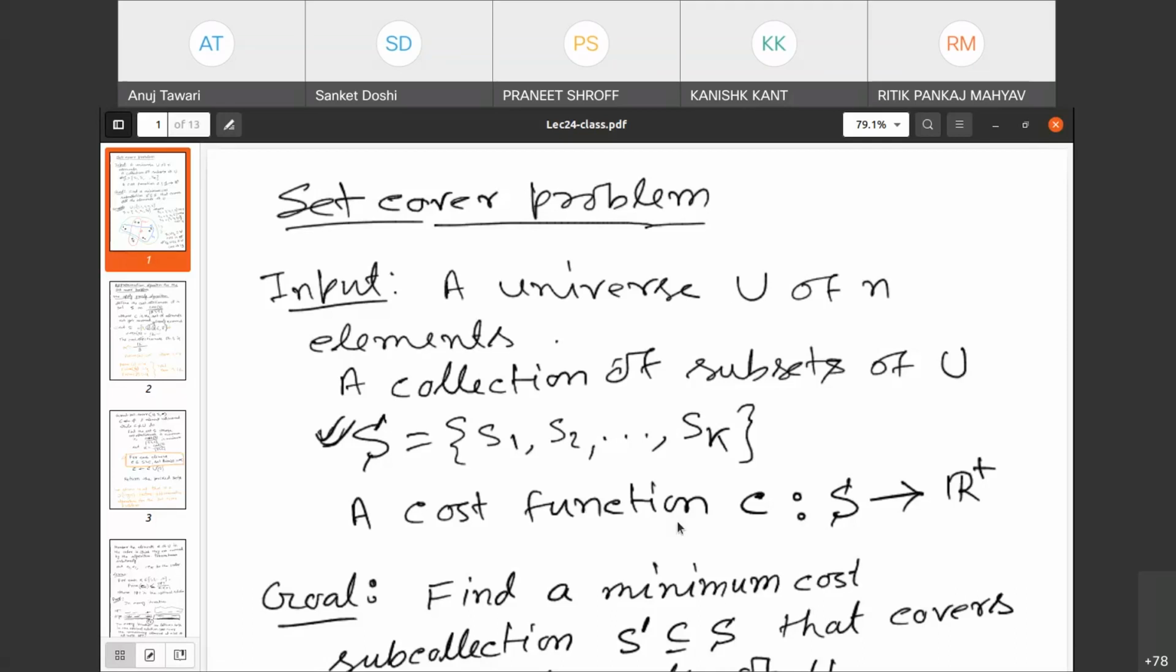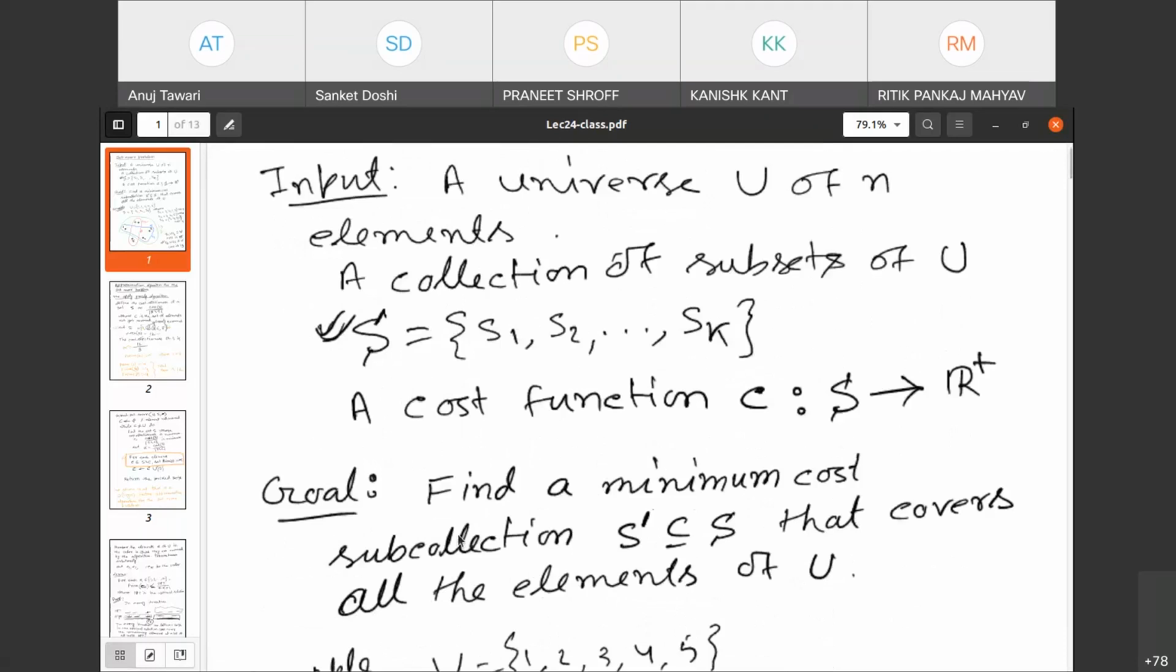Okay, let's start. So we're looking at approximation algorithms and looking at this problem, set cover. What is this problem? You are given a universe U of n elements, and a collection of subsets of U, let's say S1, S2 up to Sk. There is some cost function associated with each of these sets. And what we want is some subcollection S prime, a subset of S, that covers all the elements of U.